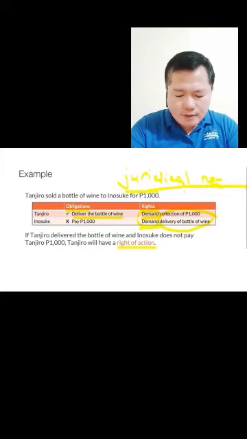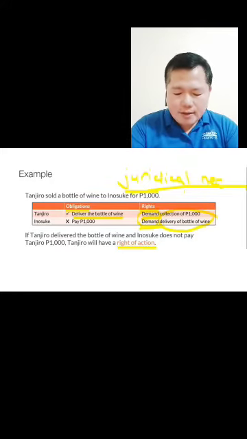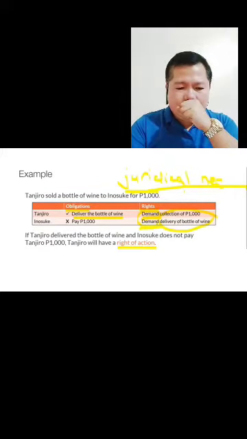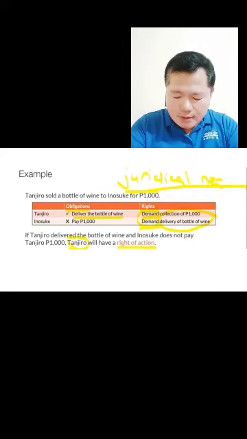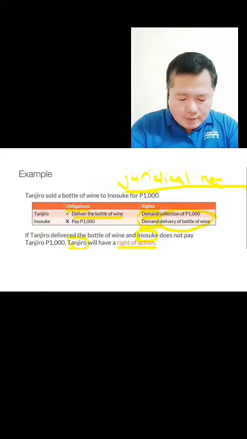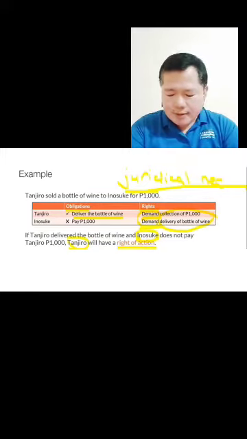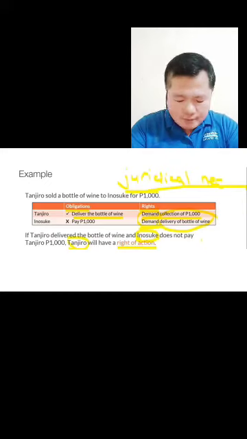Siyempre, the court, no? Of course, will act, no? And we will wait for the court, no? To decide with regard kung anong isasampang kaso against a certain party. So, in this case, Tanjiro is the one who can file a case against Inosuke. So, si Inosuke kasi is the violator. So, ano yung binayolate niya? Binayolate niya yung right ni Tanjiro, which is the right to demand the collection of 1,000 pesos.